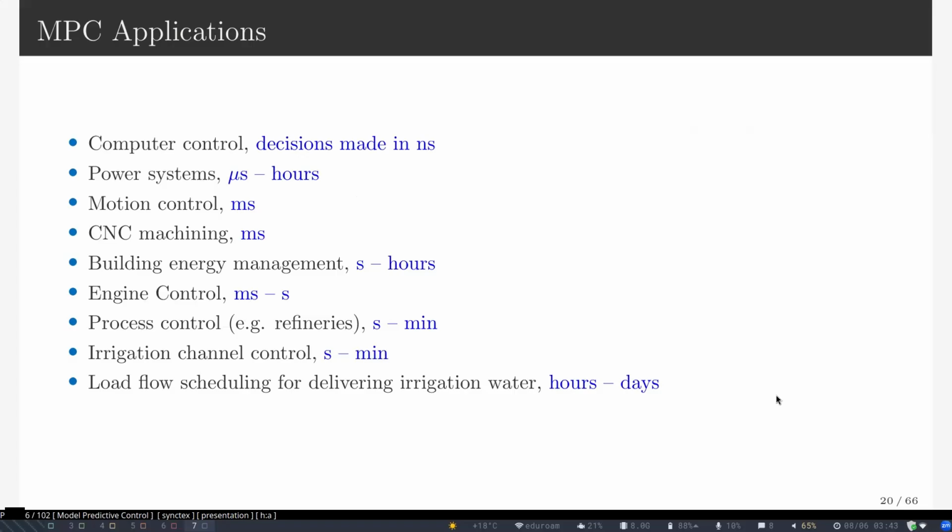Now, consider the time scales of the applications that people use MPC for these days. In computer control, decisions have to be made in nanoseconds. Power systems, you can move between microseconds to hours, depending on the level you're operating at. Motion control, CNC machines, milliseconds. Building energy management, seconds to hours. Engine control, again, milliseconds to seconds. Irrigation channels, just seconds to days. That's the last one, just a low-level controller. And then refineries, again on the order of days and hours.